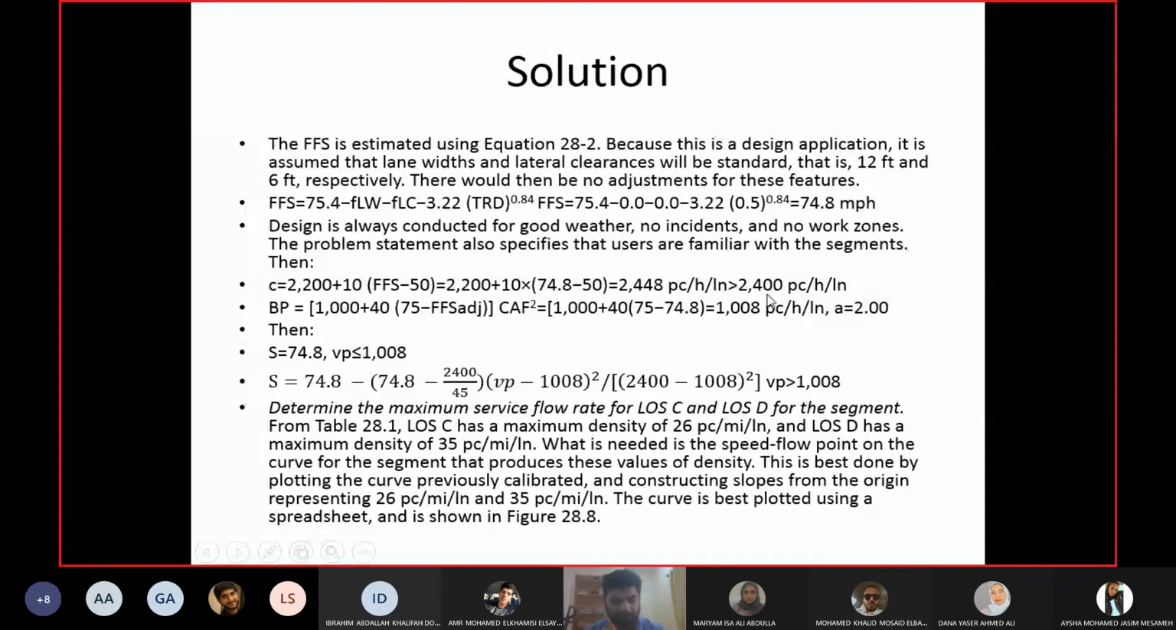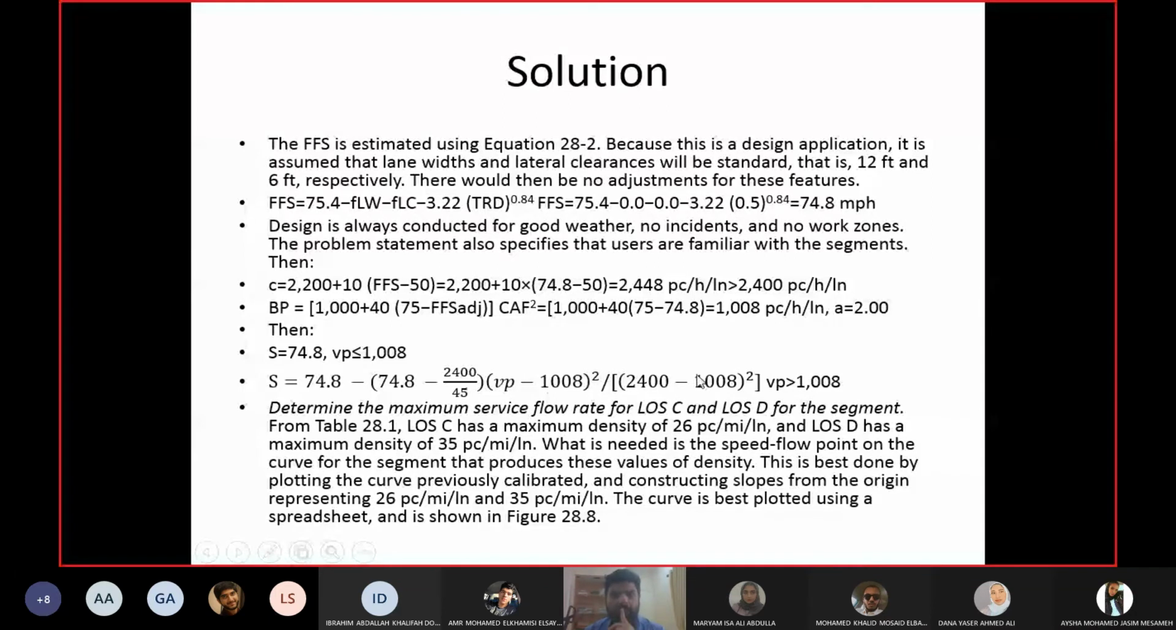45 is the density at capacity. VP, you will try different values more than 1008. Between 1008 and 2400 you will try different values. And this is capacity. For us this is 1056. No, sorry, this is the breakpoint. So for us this will be 1056, and this will also be 1056.